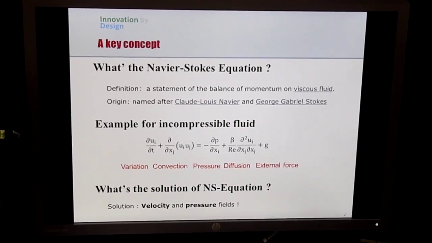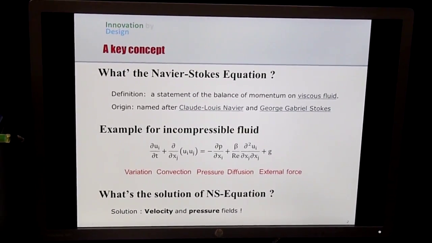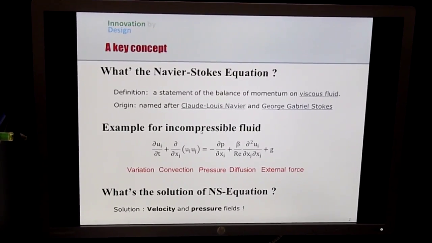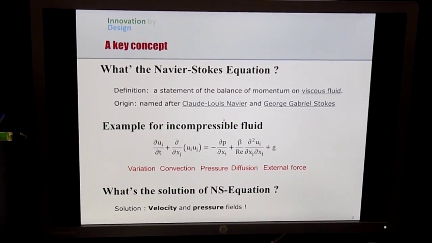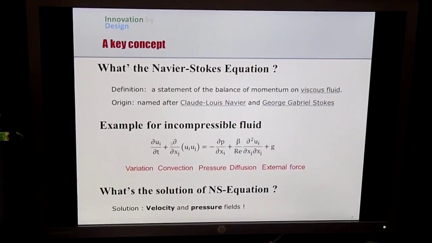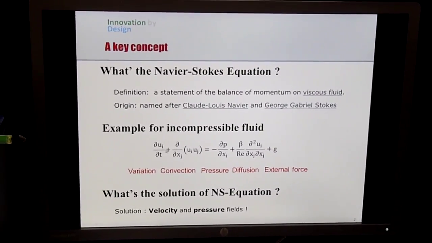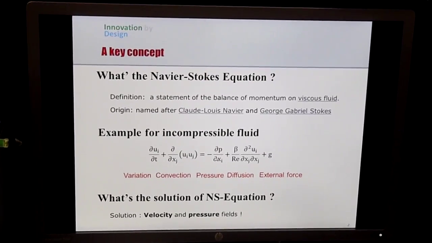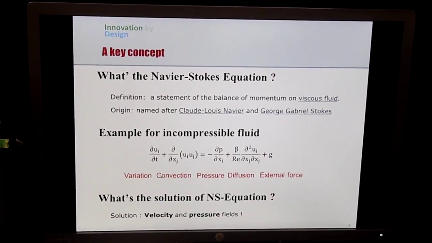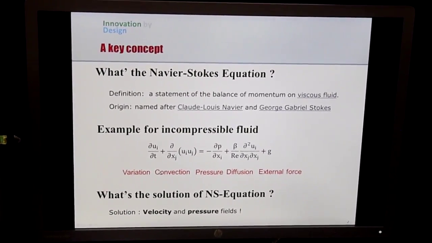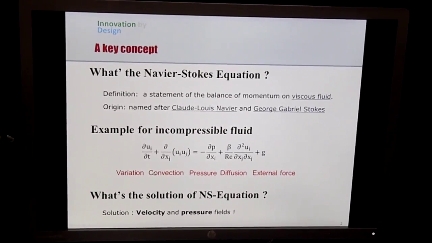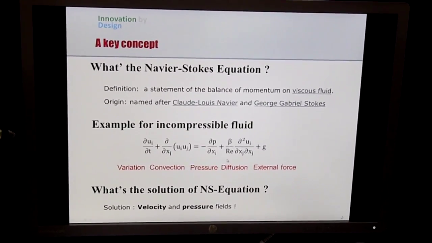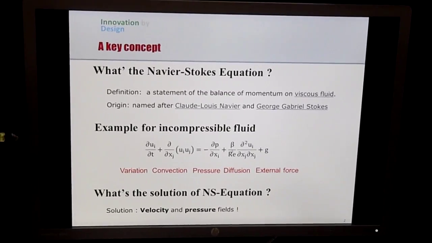There is an example here showing how the NS equation looks for the incompressible fluid. As you can see, on the left-hand side of the equation, there are two terms called the variation term and the convection term. These two terms are normally called the so-called inertial force.